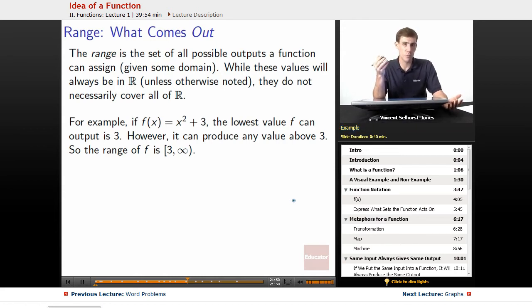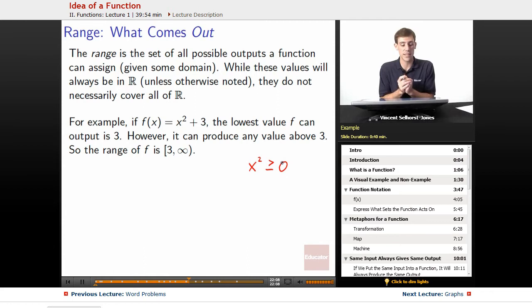For example, that function we were working with before, f of x equals x squared plus 3. The lowest value that f can output is 3, right? Because x squared always has to be greater than or equal to 0, because there's no number that we can plug into x and square that will cause it to become negative.